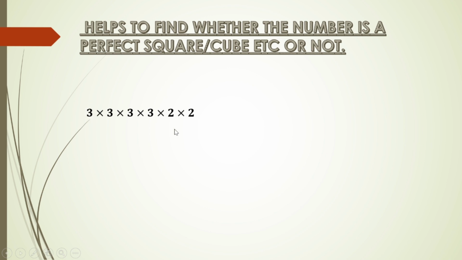Here we can list all the factors, and secondly, we can find out whether it is a perfect square or cube. By looking at the prime factorization, we can say that this number is a perfect square, because 3 is 2 times, 3 is again 2 times, 2 is again 2 times. That means every exponent is 2 times. So by looking at the prime factorization, we can decide whether it is a perfect square or perfect cube or not. So this number is a perfect square.